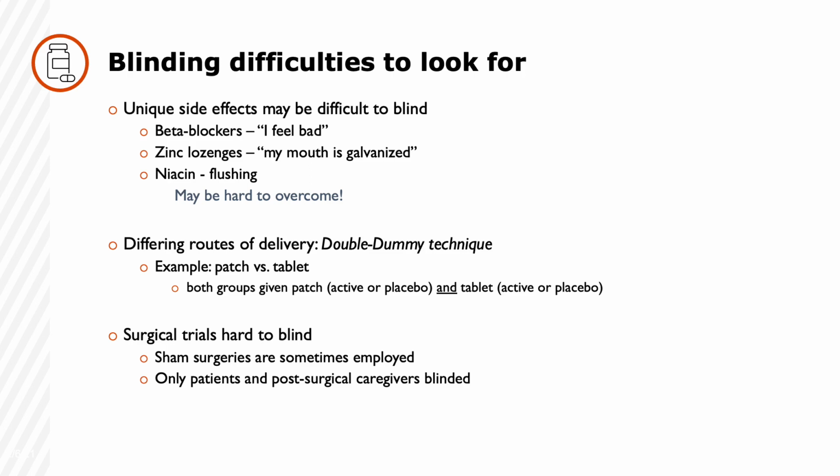Also, if there are different routes of delivery, it can be incredibly challenging. For example, if we have a standard of care that is delivered through a tablet, and we want to evaluate it against a patch, what do we do? Well, sometimes instead of just having a single arm, we use a double dummy technique where both arms receive a dummy or placebo in the alternate formulation. So the active patch group would receive a dummy or placebo tablet, and the active tablet group would receive a dummy or placebo patch.